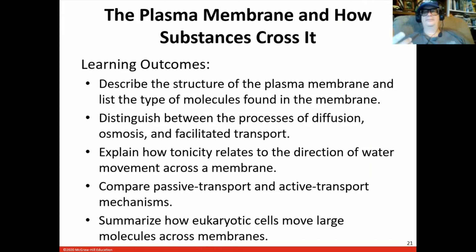Facilitating is helping. So facilitated transport is any transport where there are helper molecules. Usually we're talking about proteins that go across a membrane.